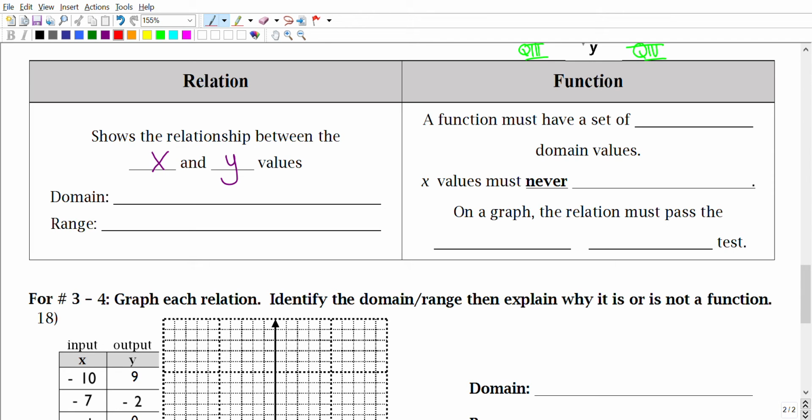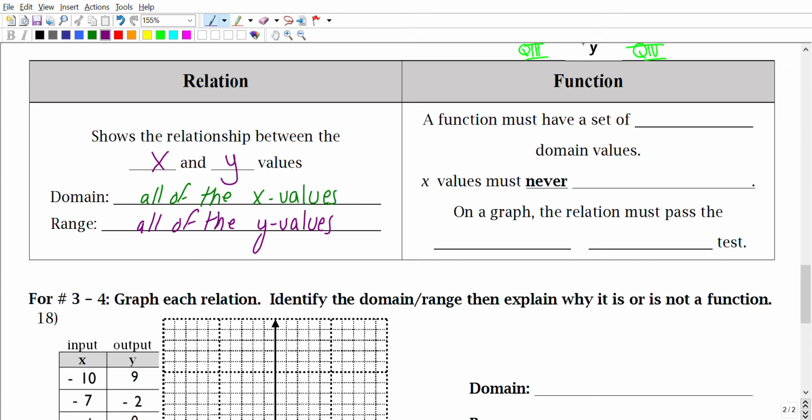Now, the domain of a relation is all of the x values, and the range is all of the y values. So when you have a relation, if you're going to have something like a few ordered pairs, and they ask you what the domain of that relation is, then you would just tell me all of the x values, and for range, you would just tell me all of the y values.